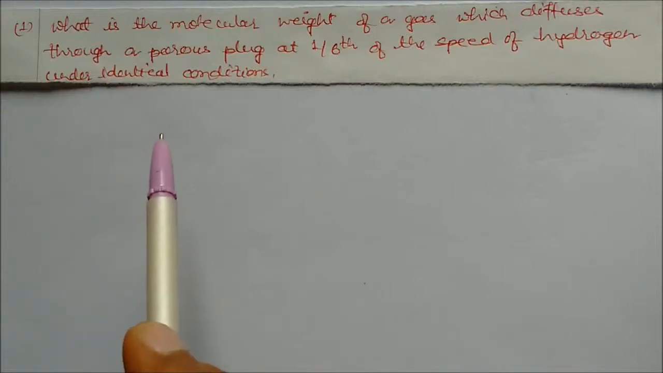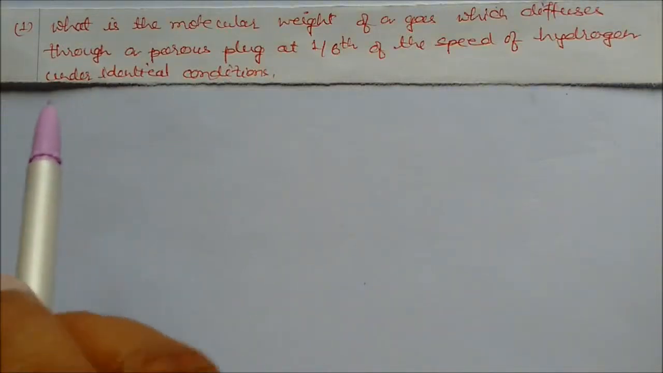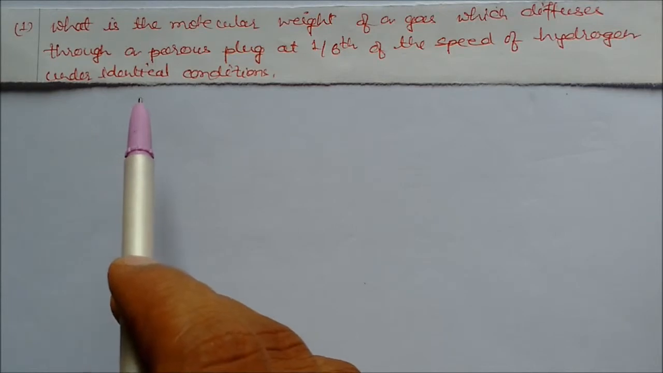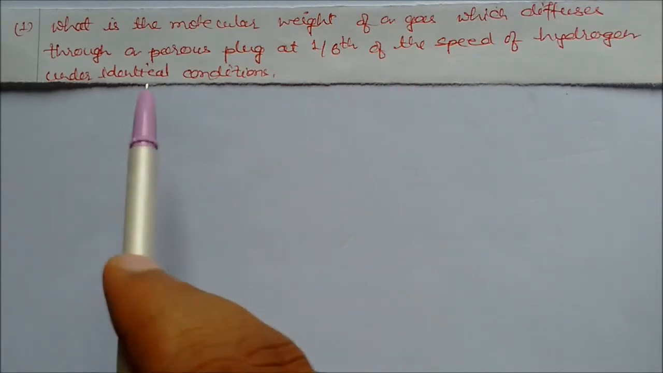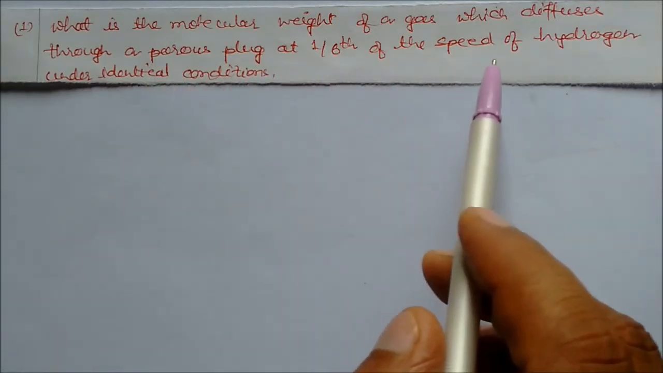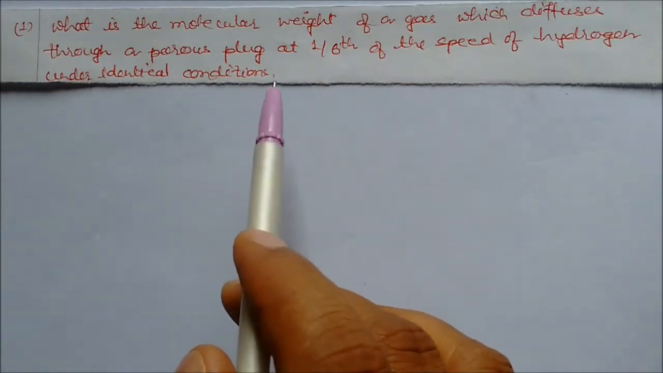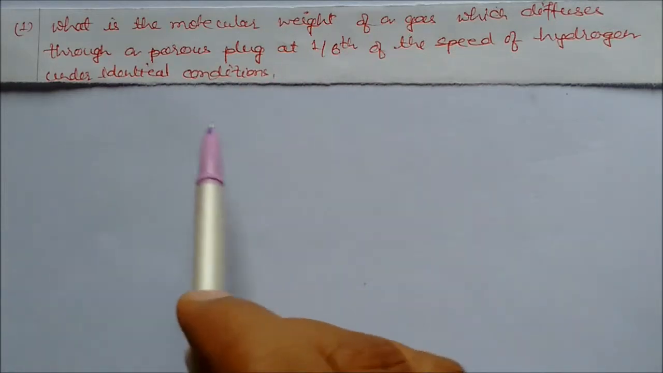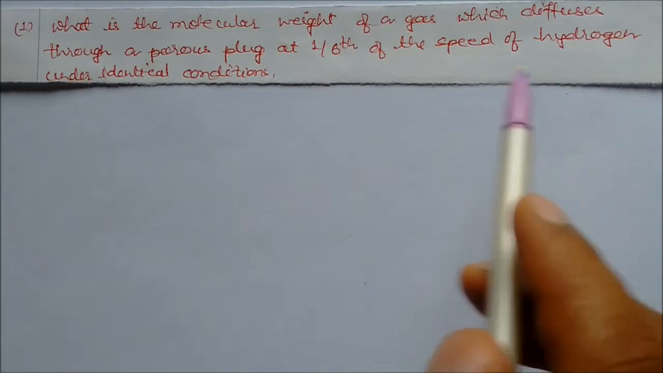Here we will discuss the problems based on Graham's law. So we will see the first problem. What is the molecular weight of a gas which diffuses through a porous plug at 1/6 of the speed of the hydrogen under identical conditions? So here we have been given one gas and hydrogen gas.